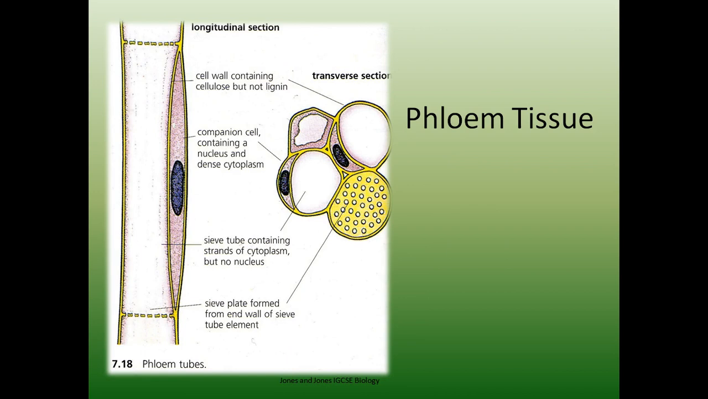Phloem tube cells, which are called elements, do contain cytoplasm, but they have no nuclei. Cells with nuclei, called companion cells, are situated alongside them, and these probably provide any requirements that the phloem tube elements need. The phloem tube elements are also arranged end on end to form a tube, but the end walls are not totally broken down. They contain holes like a sieve, and these holey end joining walls are called sieve plates.